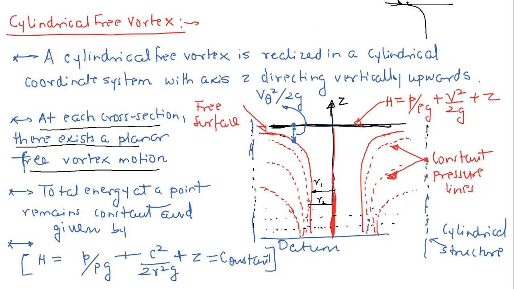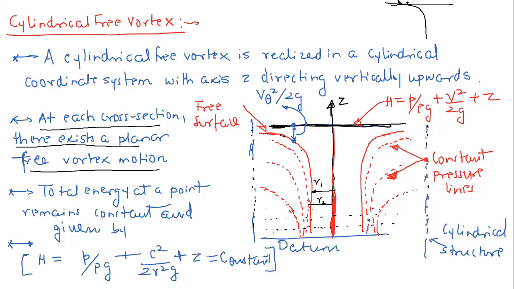So we are doing nothing. We are just realizing this free vortex motion in a cylindrical coordinate system. In simple words, you have a jar of water, and you are drilling a hole at the bottom of that beaker, and you are creating a free vortex flow inside a cylinder. So these are certain situations.